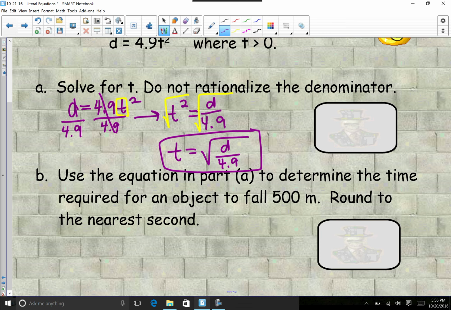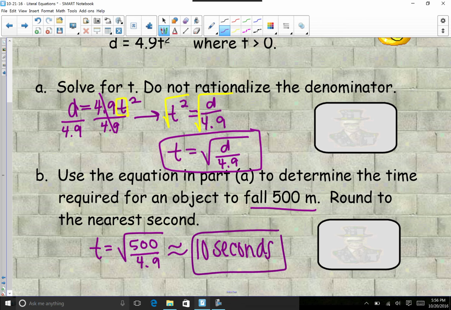Part B, use the equation in part A to determine the time required for an object to fall 500 meters. That's the distance, so we're just going to replace our distance here with 500. So I get t equals the square root of 500 over 4.9. It says to round to the nearest second. You're going to end up with 10, I think 10 is what we ended up with, so you would end up with 10 seconds as your final answer there.